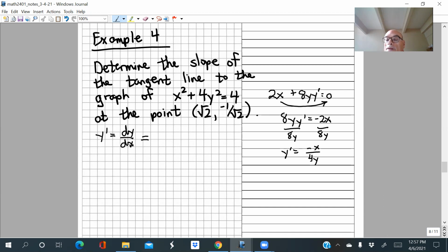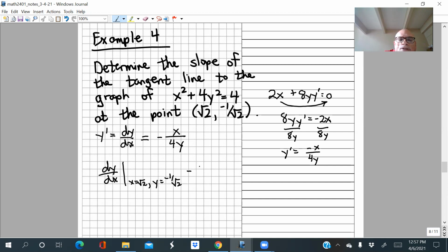Yay, okay, so really pretty straightforward, right? So there's the formula for the derivative y prime. And now to find the slope of the tangent line at this point, this is all just easy, right? You're just going to evaluate this at x equal square root of 2, and then y equal -1 over square root of 2. So you just plug those values into this formula. Wow, what is that?